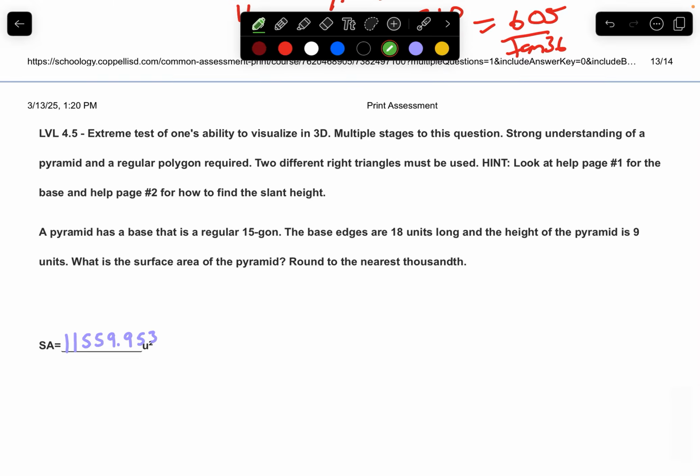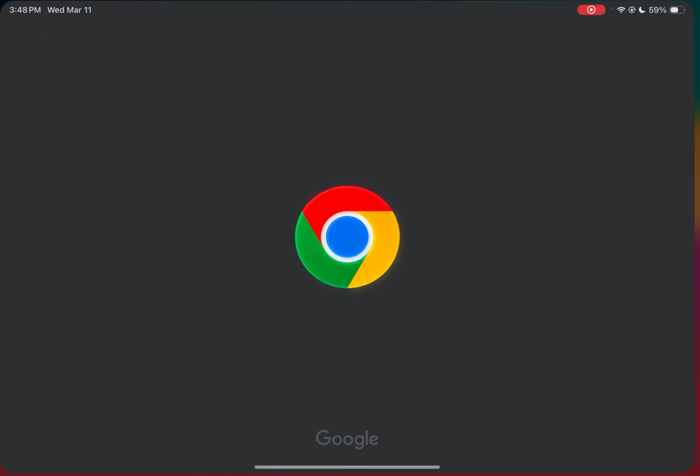So it says a pyramid has a base that's a 15-gon. The base edges are 18, and the height of the pyramid is 9. What is the surface area of the pyramid? So visualizing is going to be pretty hard. So I'm going to go to Google.